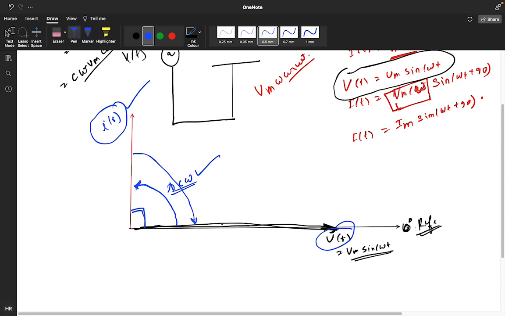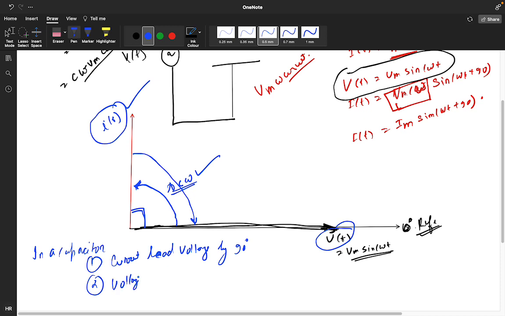So the point here is that in a capacitor, current will lead voltage by 90 degrees, and we can also say voltage lags current by 90 degrees. I hope this part is clear for you guys.